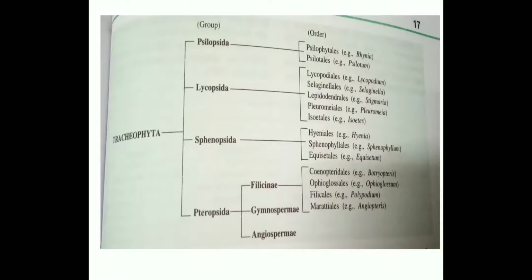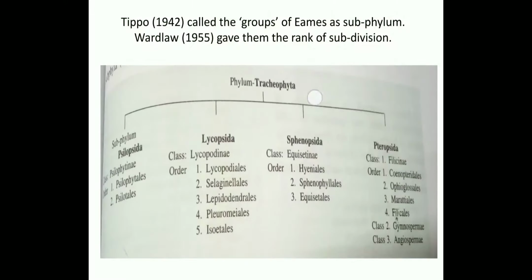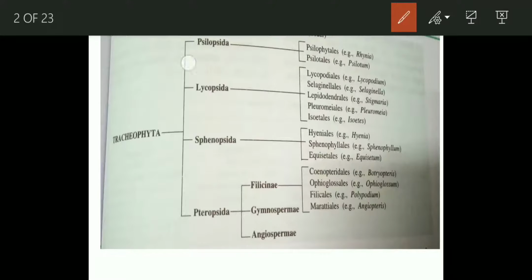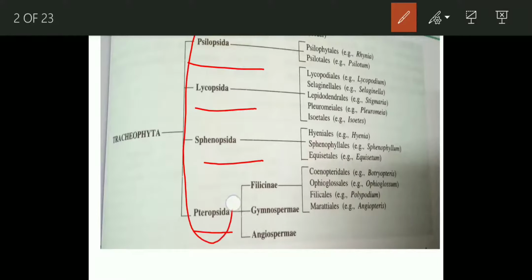Here we can see the Tracheophyta, according to Arthur E. James, has been classified into groups called Psilopsida, Lycopsida, Sphenopsida and Pteropsida. Now these groups were further divided into orders. Psilopsida was divided into Psilophytales and Psilotales, while Lycopsida was divided into Lycopodiales, Selaginellales, Lepidodendrales, Pleuromeiales, Isoetales. Then Sphenopsida was divided into Hyeniales, Sphenophyllales and Equisetales.